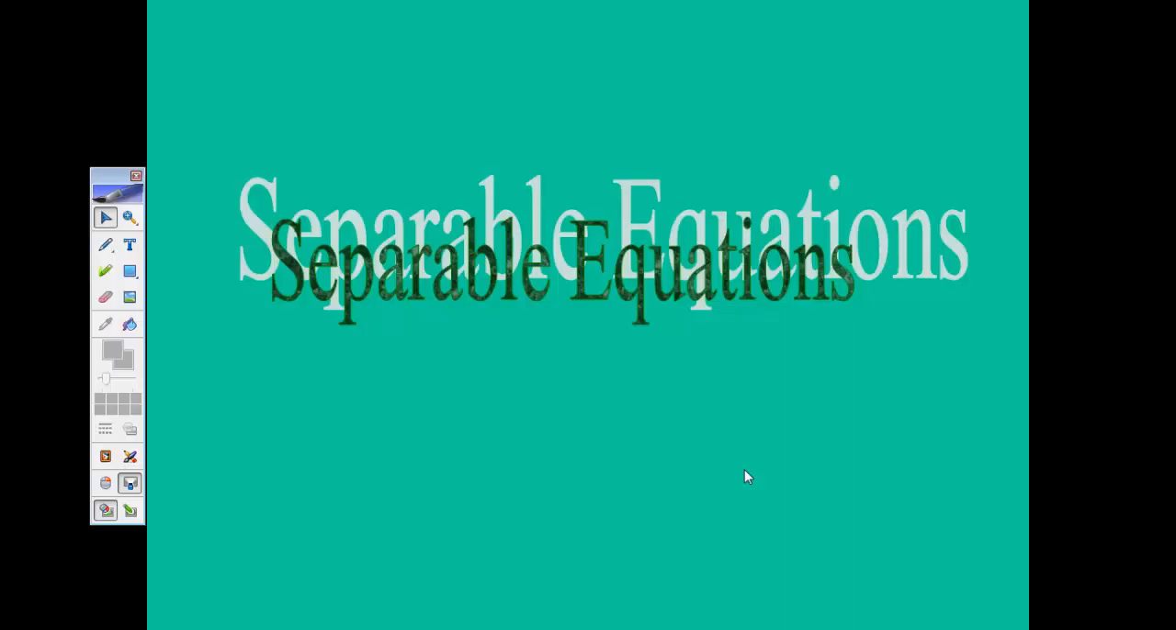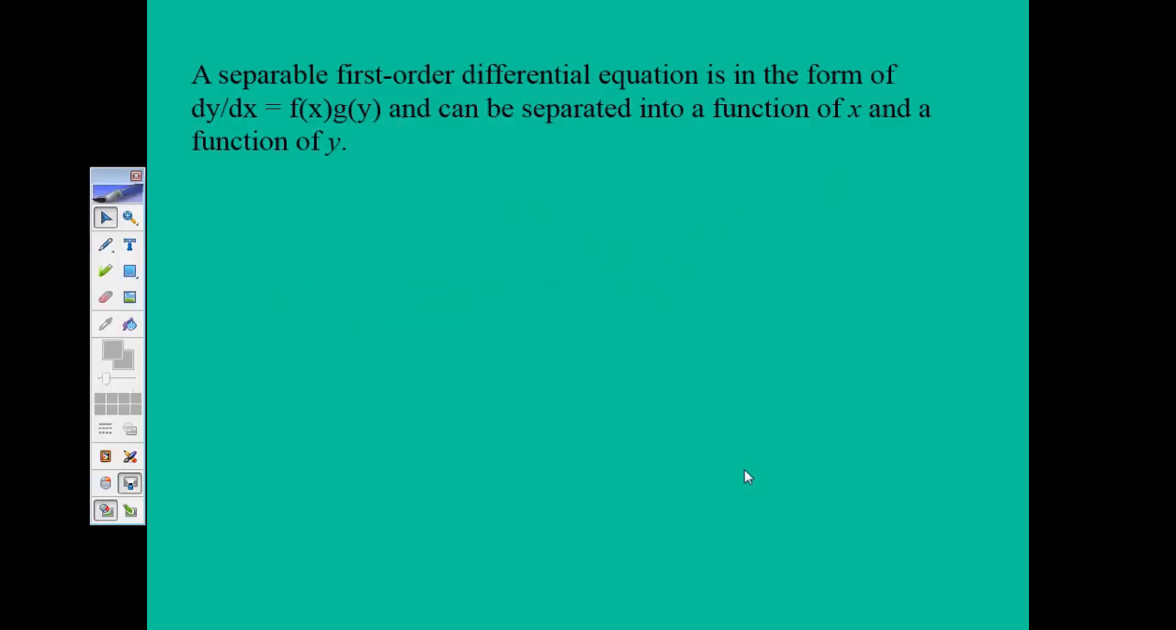In this video, we're going to be looking at the solution to a special type of differential equation called a separable differential equation. Previously, we've looked at the solution to a differential equation through a directional field and Euler's method. Now we're going to be looking at the solution analytically.